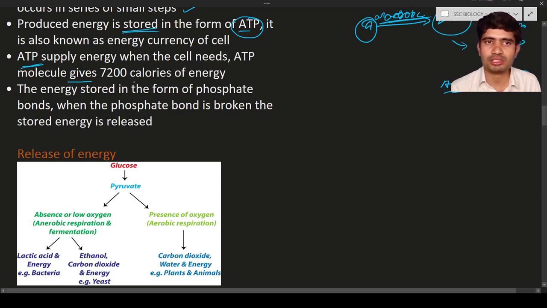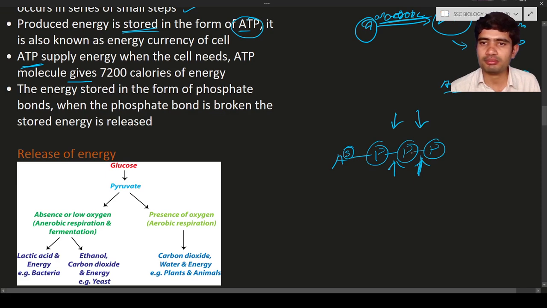ATP molecules give around 7,200 calories of energy. The energy is stored in the form of phosphate bonds. So what are phosphate bonds? This is adenosine, which means adenine plus a sugar. Here there are three phosphates, hence we call it a triphosphate. Can you see the bonds over here? These bonds are known as energy bonds, and they store energy. The energy that you get from the breakdown of glucose molecule bonds is used in the buildup of these phosphate bonds. So energy is stored in the form of phosphate bonds.